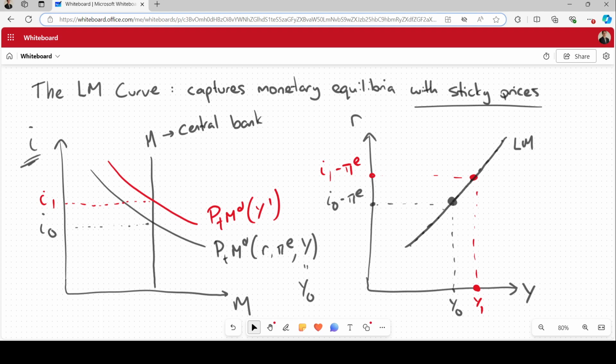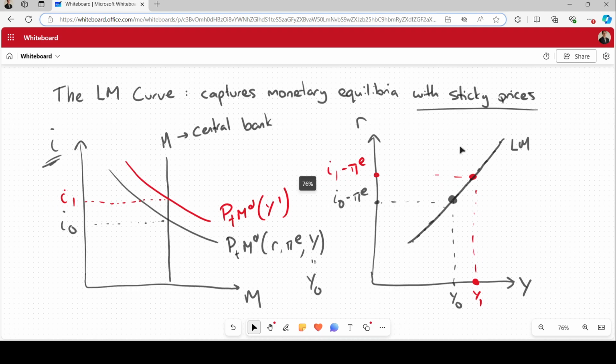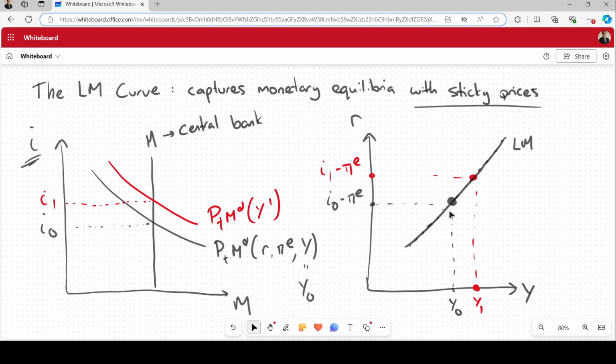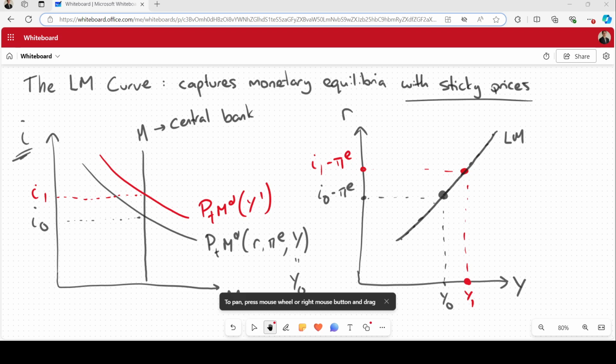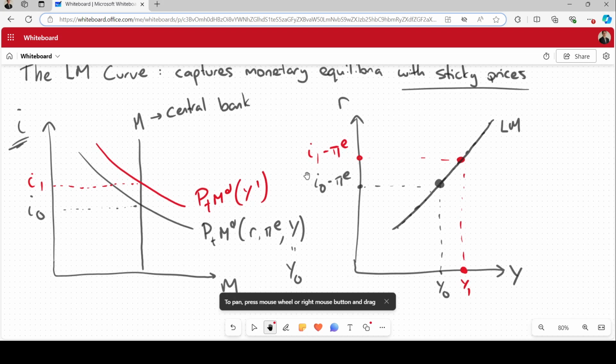So in words, what I've done graphically here is say that the LM curve is therefore showing you that interest rates rise as the economy booms, and vice versa, because of financial market pressure. When the economy is booming, it creates more money demand, and that drives up interest rates.